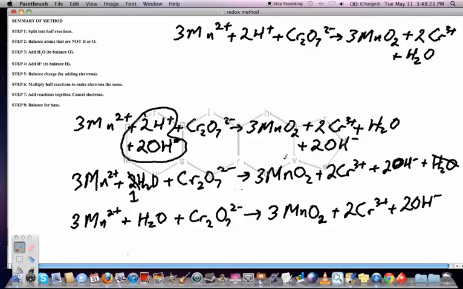Alright, so just summarizing the steps. We split it into half reactions. We balance the atoms that were being oxidized or reduced, in this case manganese and chromium. Then we balance the oxygens by adding water. Balance the hydrogens by adding H+. We balance the charge by adding electrons. We multiplied the half reactions to make the electrons the same. We added them together, cancelled the electrons, got our reaction, then we balanced it for base.